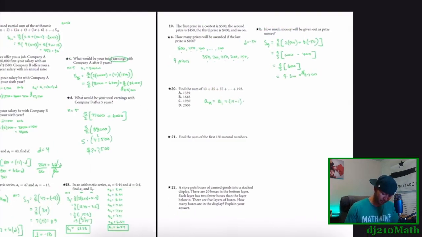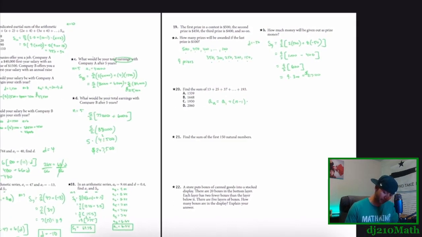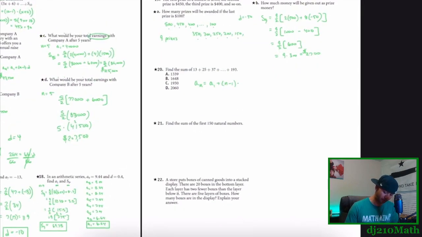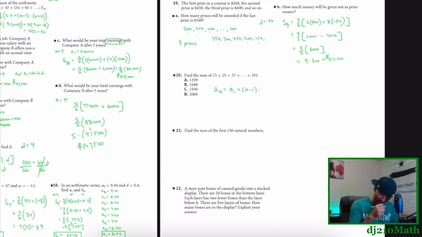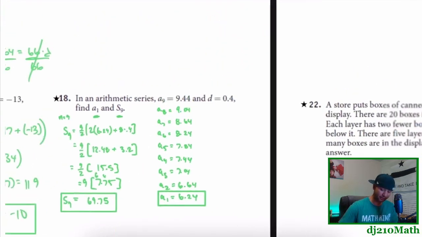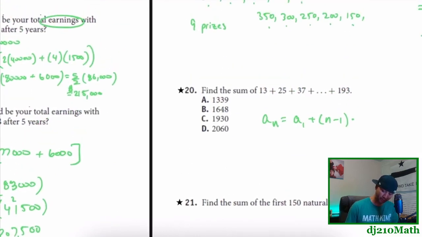Man, I feel like this probably would have been the answer to number 18. Now that I'm thinking about it, it's crazy how it comes to you all of a sudden. Yeah, 18. Instead of making the list, we could have used the formula that we're about to use right now.